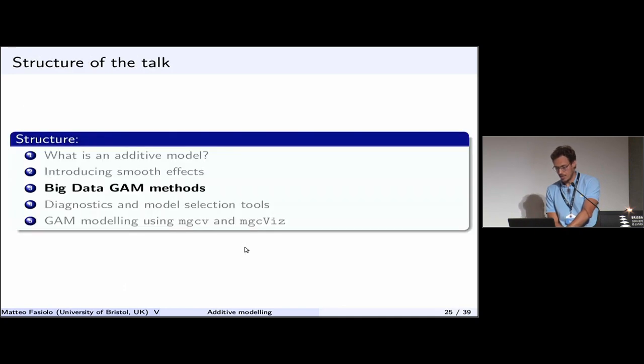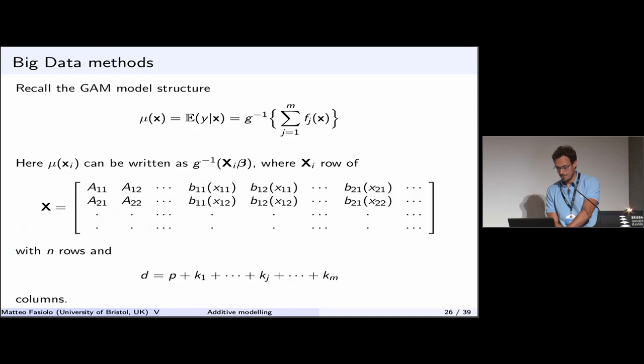Okay, and then I just wanted to say something about the big data methods. So recall that this is the GAM, the additive model structure. We are modeling something that is generally the expected value of y, given x, as a sum of effects, and we are transforming this using the inverse link function. And then the fitted value at any xi can be written as the dot product of xi times our regression coefficient. And x is obviously the design or model matrix.